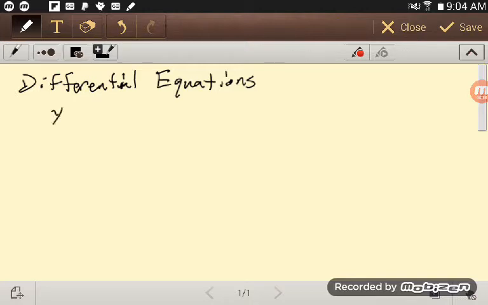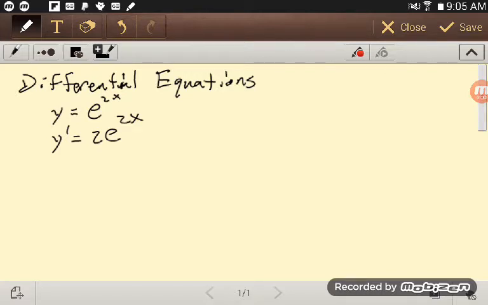Let's look at something like y equals e to the 2x. There's a function, and we all know how to take its derivative. If we take the derivative, we've got y prime equals 2e to the 2x. And that is a differential equation because it relates a derivative, first, second, third, and so on, of a function to another function.